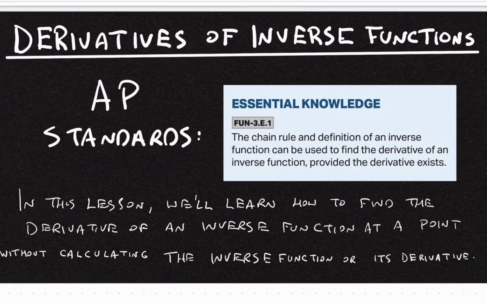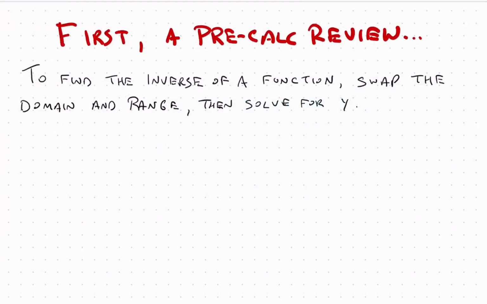We are going to find the derivative of an inverse function at a given point without ever calculating the inverse function or the function of its derivative. So back in pre-cal, to find the inverse of a function, you first had to swap the x and y variables, and then you had to solve for y.